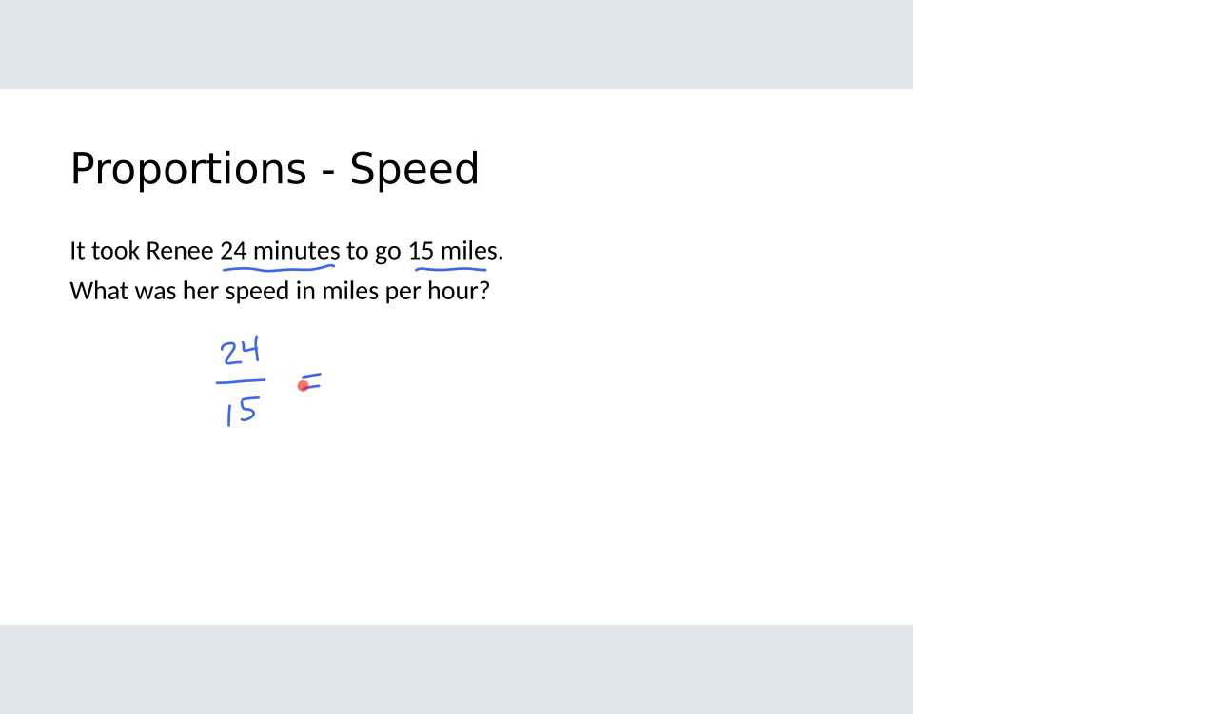Here's where we have to be careful. What was her speed in miles per hour? So we need to know how far did she go in an hour, right? So miles per hour is how far in 1 hour. We've got to be a little bit careful here because as I go to set this up, what I might do is, okay, 24 minutes, 15 miles. So 1 hour is how many miles? Why is that no good?